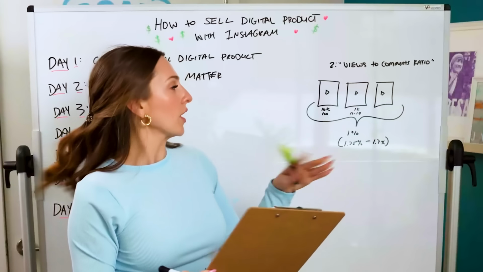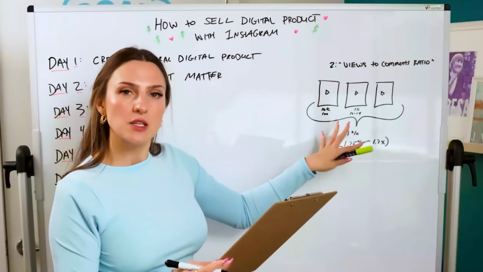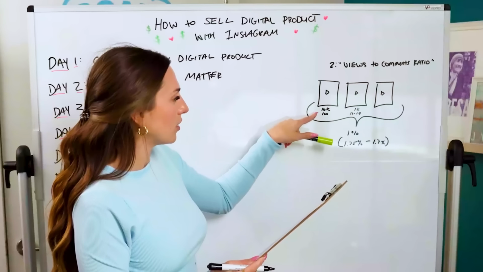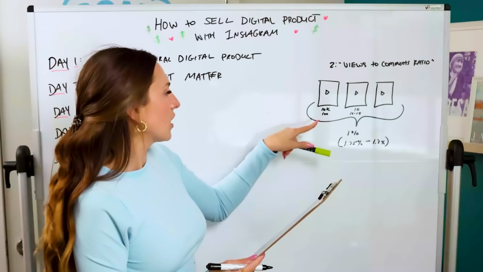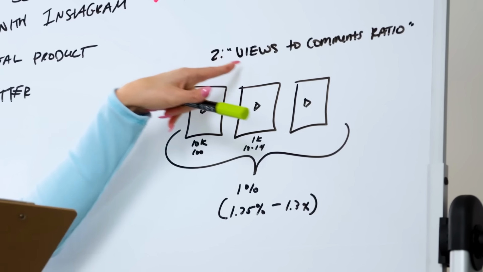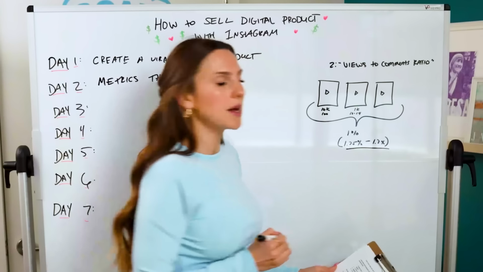We're going to come back to this metric later, but this is something that's important for you to know, because if you have a reel that gets 10,000 views and you're only getting 5 comments, that's something you need to work on, because our views to comment ratio is very important. And on average, it's about 1%.